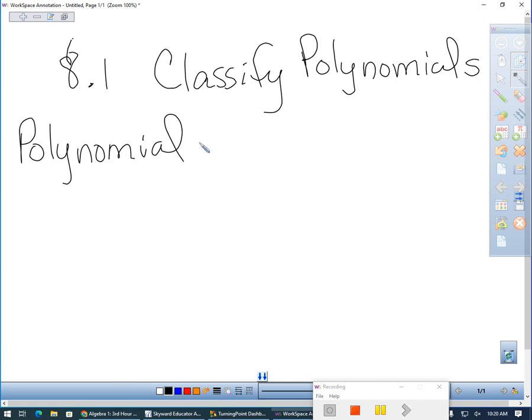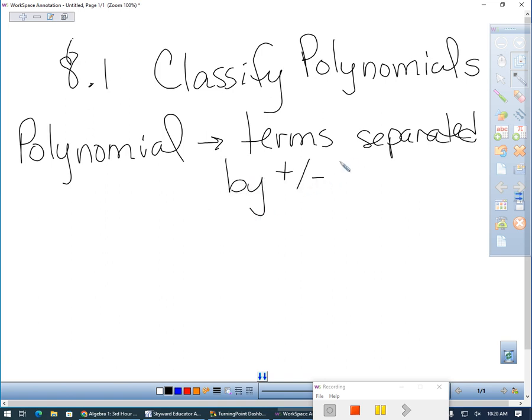A polynomial is terms separated by either addition or subtraction signs. So what we use all the time is a polynomial. Everything we did in warm-up was polynomials. We just didn't call it that.